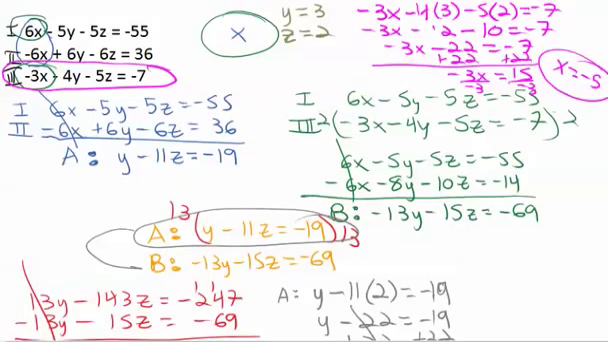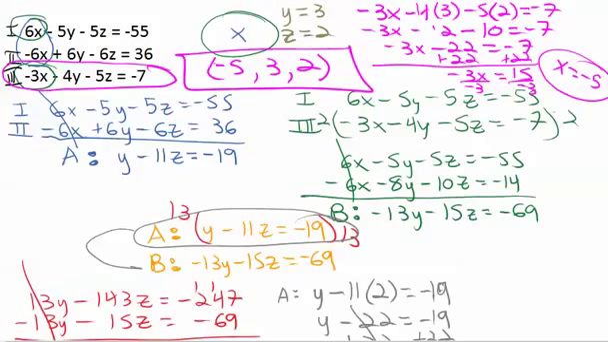Always want to give your answer as an ordered triple, x, comma, y, comma, z. So x is negative 5, y is 3, z is 2.